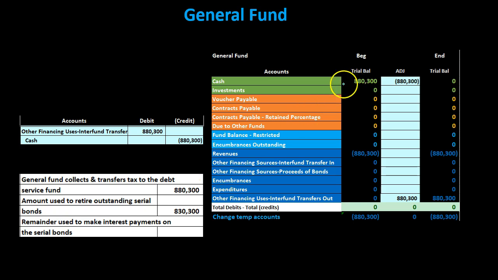So if we record this in the general fund, then the cash is going to go back down. So we're going to reduce the cash. And then the other side is going to go to the other financing uses. Other financing uses is going to go up in a similar fashion as an expense would, although it's not going to be an expense or an expenditure, but it's going to be acting in that fashion, bringing down what would be similar to net income in a for-profit organization.